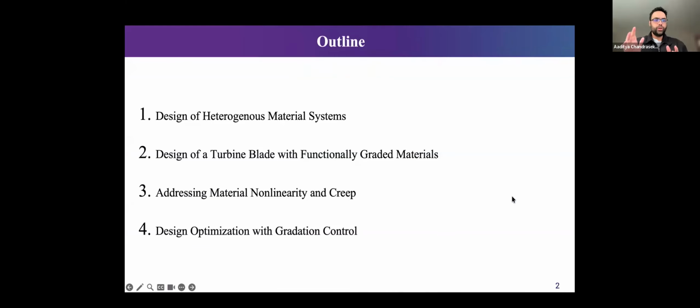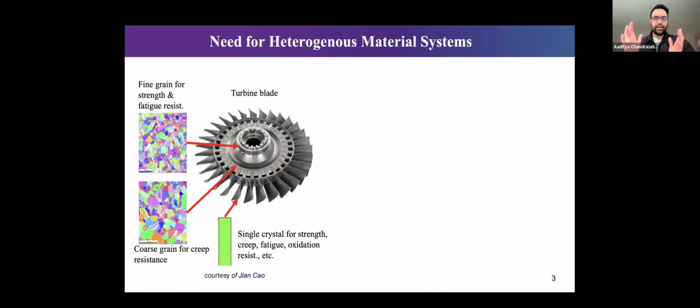So just a quick overview. I'll quickly talk about heterogeneous systems, what they are, where they're used. Talk about turbine blade design with functionally graded material. And then address some of the challenges when it comes to modeling creep and nonlinearities, and then finally talk about manufacturing with gradation control.